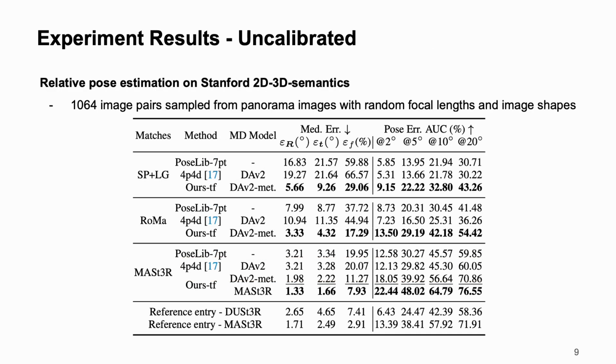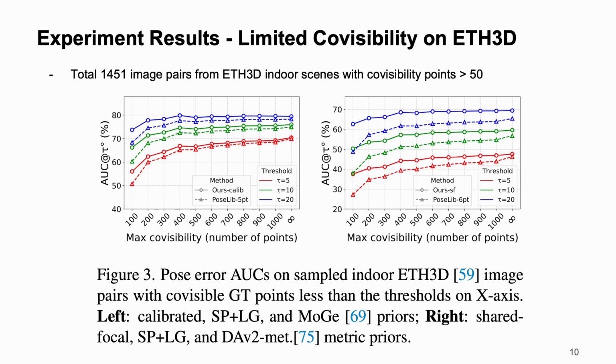We also compare on the uncalibrated or two-focal setting using about 1,000 image pairs we sampled from the Stanford 2D-3D-Semantics panorama dataset with arbitrary focal lengths. The increased accuracy of our method is the most significant in the uncalibrated case, as depth priors provide valuable information in this challenging setting. We also experimented on challenging image pairs with limited covisibility. As shown in the figures here, our method improves significantly over point-based baselines in these challenging low covisibility scenarios, maintaining a high accuracy and robustness.